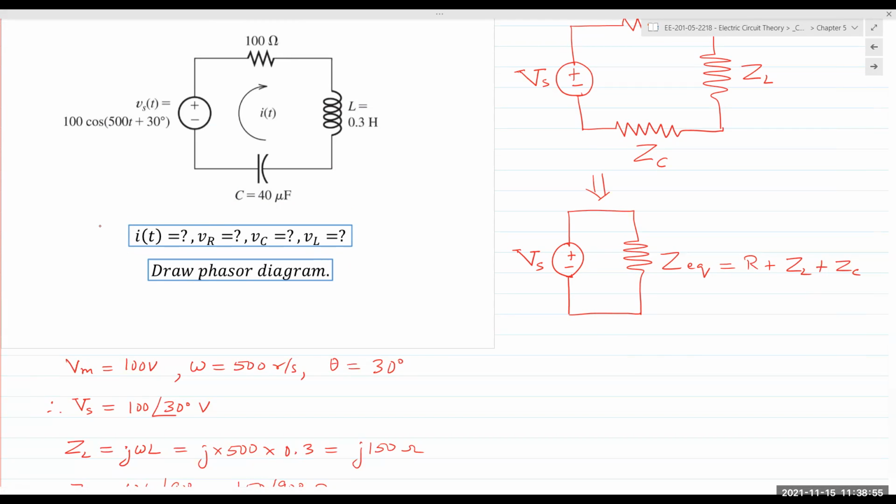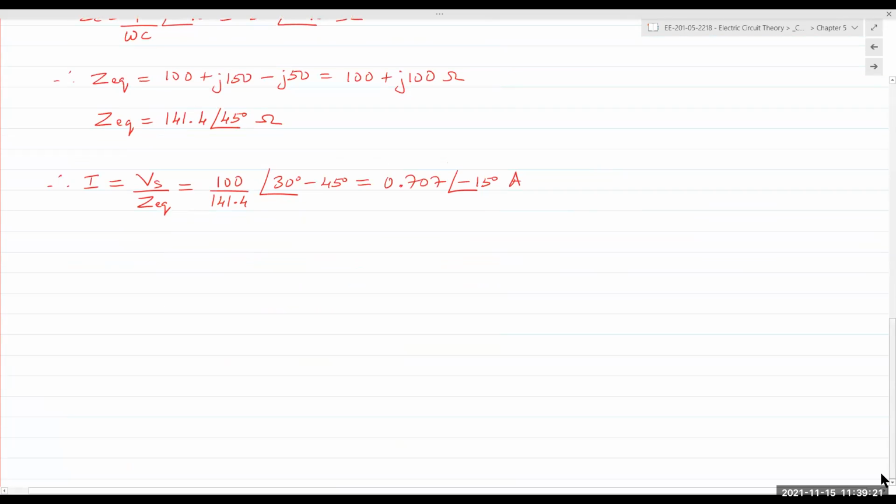If it was uppercase, something similar to this, then it was asking you for the phasor voltages or the phasor current. You can then leave your answer in phasor form. But if it's asking you for the time domain expression, then you have to transform it. You do the inverse transform and leave the final answer in the time domain, which is just one additional step, right? So here I transformed into the time domain becomes 0.707 cos of 500t minus 15 degrees, where 500 is the original frequency.